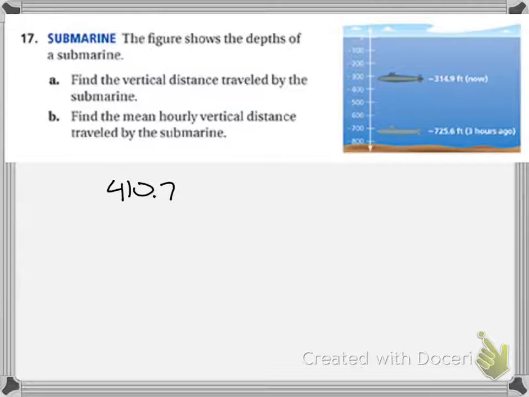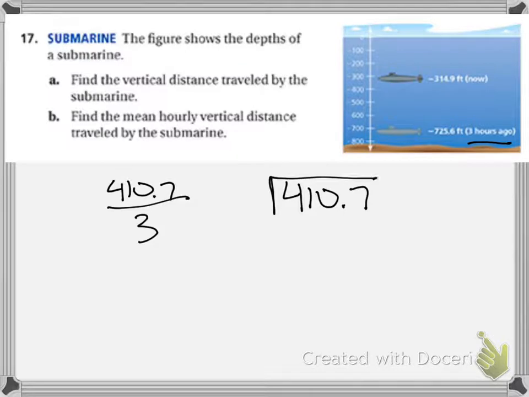All right, so in order to find the mean hourly distance, we need to divide the distance traveled by the number of hours that passed, which was 3. So let's do this. 410.7 divided by 3. And just like we were talking about with the addition and subtraction, I want to make sure that my decimal point is right above where it is in the problem. That's really going to help me to make sure that I do this correctly. So I'm going to do this one step at a time.